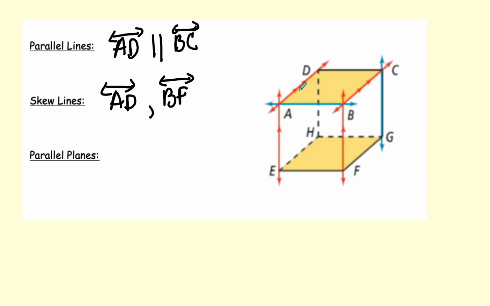Parallel planes, that would be like the top flat surface. Remember, we need three non-collinear points, so you can say A, B, C. If you want to say A, B, C, D, you can. And plane, and the bottom one. Again, all we need is three non-collinear points, but if you want to use all four, that's okay.